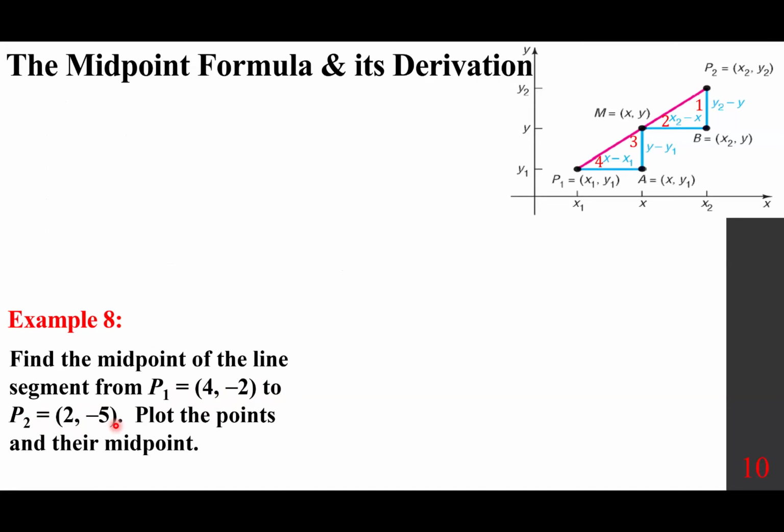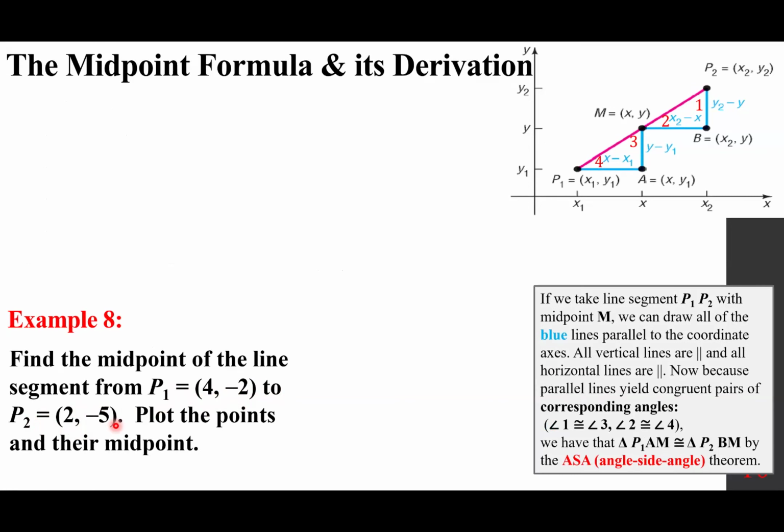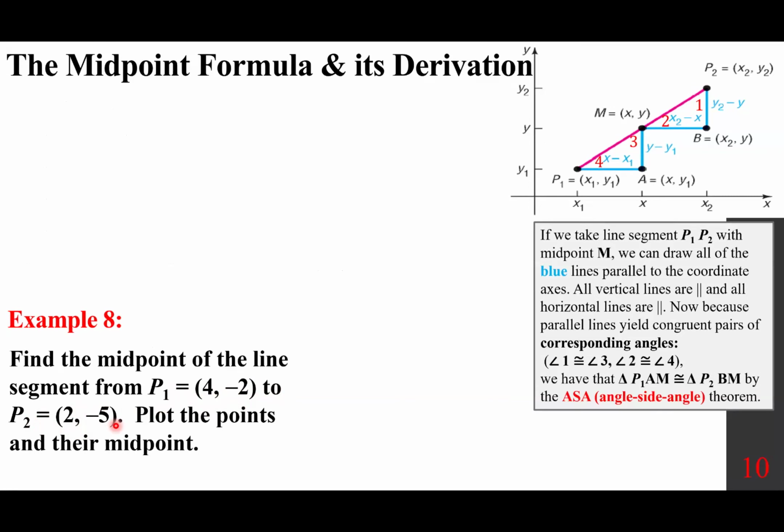And to show that quickly, if we take the line segment P1P2 with the midpoint M, we pick up the middle of this, right here. We can draw all of the blue lines, and then this one and this one are parallel to the x-axis. This one and this one are parallel to the y-axis. All vertical lines are parallel, and all horizontal lines are parallel, and it gives us congruent pairs such that these angles are equal. Angle 1 and 3 are equal, 2 and 4 equal. This is 90 degrees. This is 90 degrees.